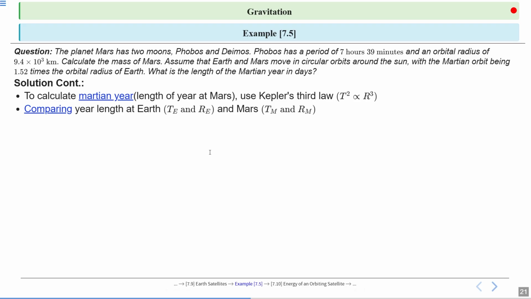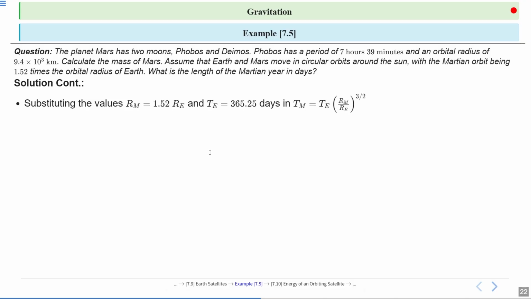So comparing year length at Earth and Mars, you will get Tm square divided by Te square equal to Rm cube divided by Re cube. Simplifying, Tm is equal to Te into (Rm divided by Re) whole power 3 by 2.